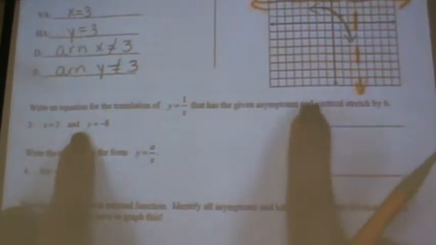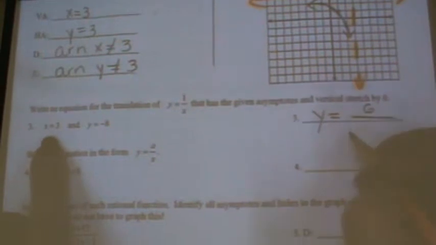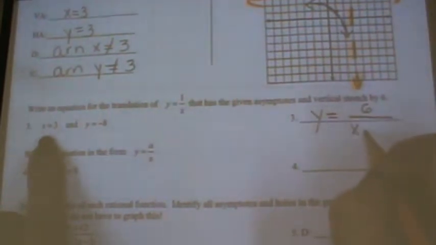Next one. I want you to take this parent function, y equals 1 over x, and give me the new equation that has the given asymptotes of these two, with a vertical stretch by 6. What would your answer be? y equals, what's the numerator going to be? 6. How do you incorporate x equals 3 down here? x minus 3, it's the opposite. And then what about y equals -8? Minus negative 8. There you go.